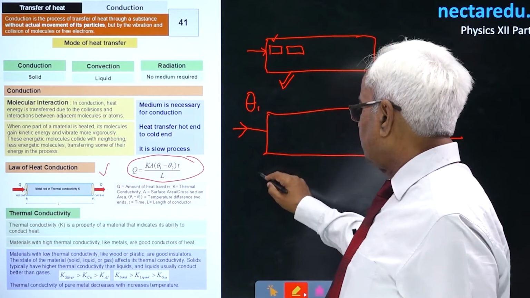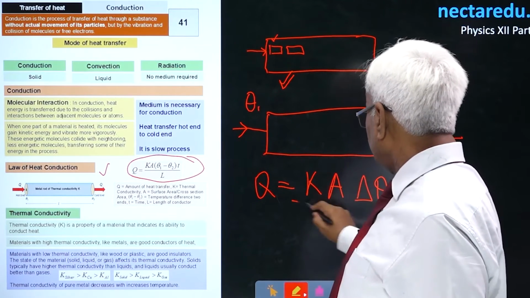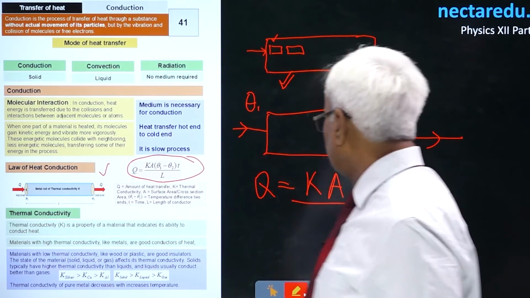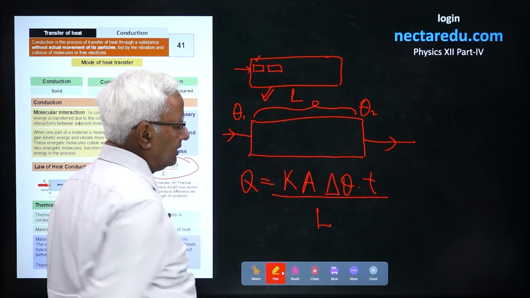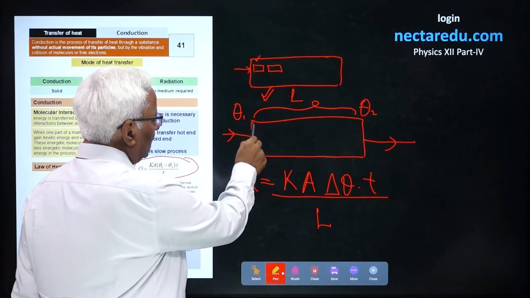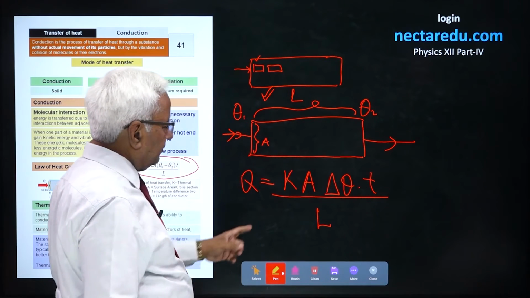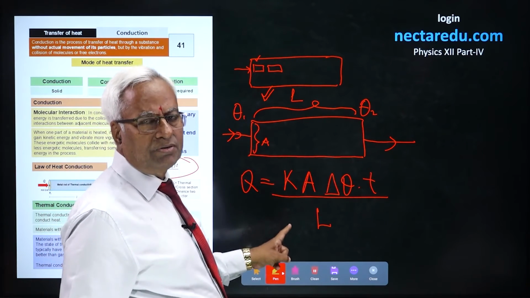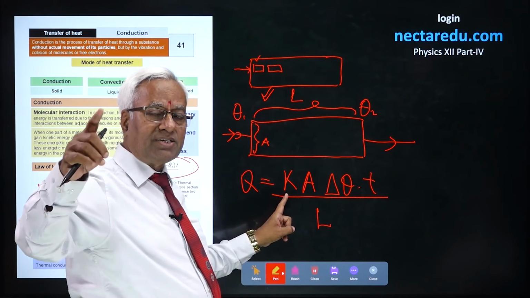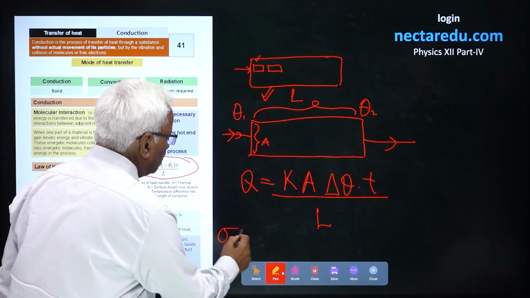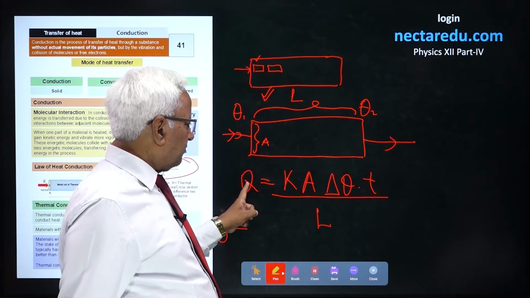You see, in this relation, Q = KAΔθt/d, d or L you might use for length. This whole part is the length of the conductor. A is the cross-sectional area through which the heat is entering and will go away. Then K is known as thermal conductivity, or the coefficient of thermal conductivity. It is analogous to the specific electrical conductivity used by the letter sigma while studying electrodynamics. Then t is the time, and Q is the amount of heat flown.